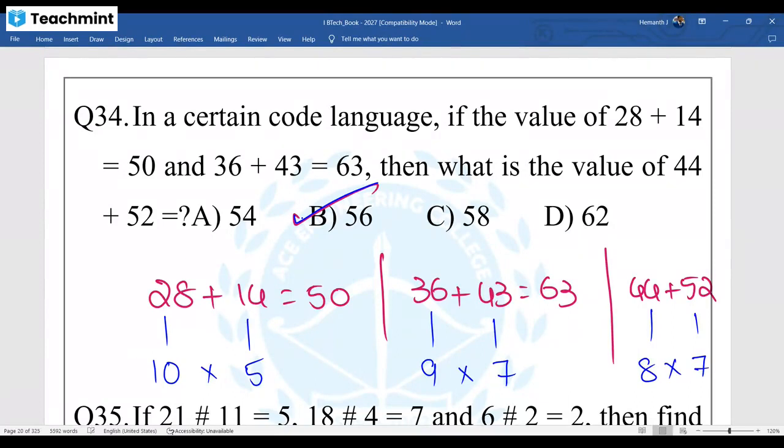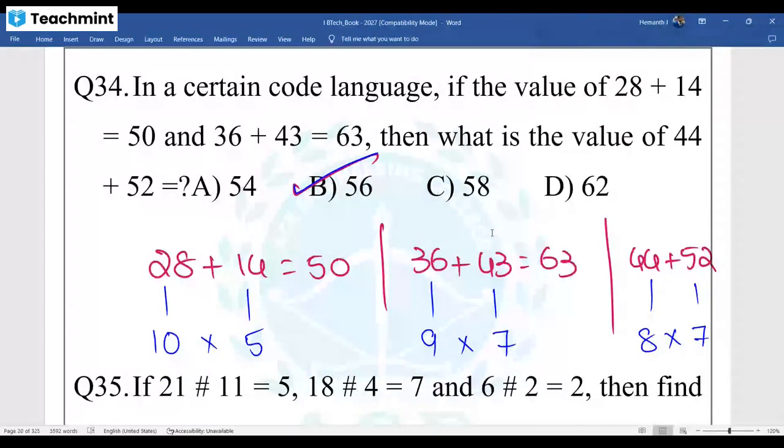See, n number of logics are there. I'm just sharpening your mind with a few questions. So this type of question also exists, and this is the way you have to think. The question is not like addition. They did some code. They just put the symbol as plus, but they may use some other logic. So you can create a number of logics. 24 you can write as 2 square plus 4 square. You can write 24 as 2 into 4. You can create 2 plus 4, 2 minus 4. You can create a number of things. Here this is the logic: they did summation, then multiplication.